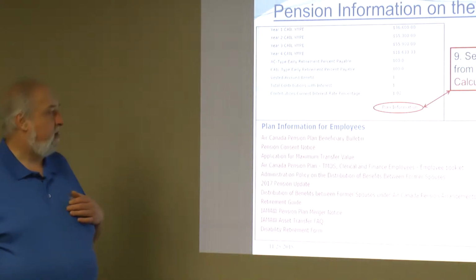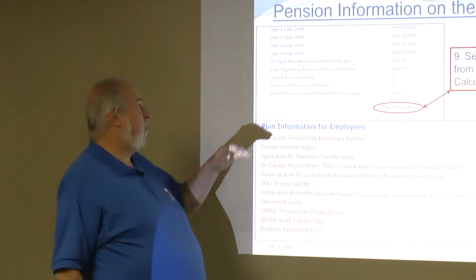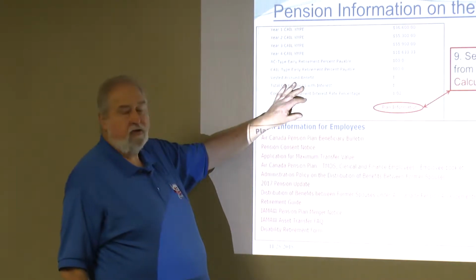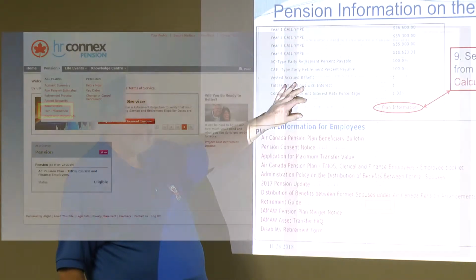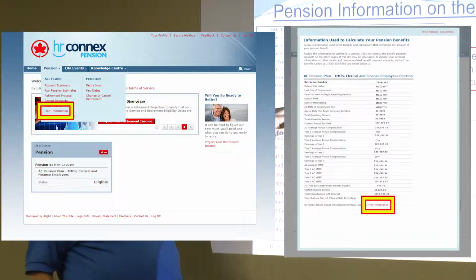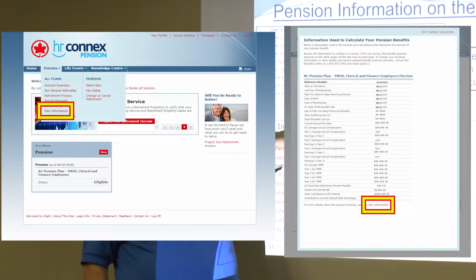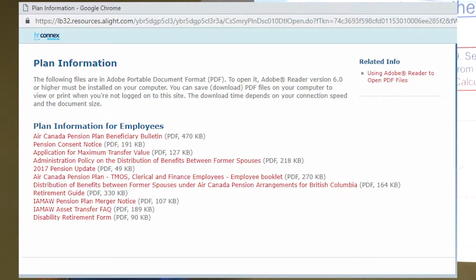So pension information on the Aeronet, this is just a continuation. This is the bottom of that calculation details page. And the reason I'm showing you this is right here it says plan information. So again, one more link on the bottom of that third page. If you click plan information, you get this information right here.